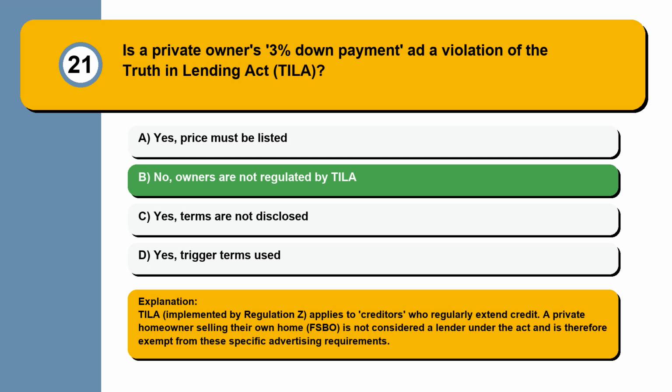TILA, implemented by Regulation Z, applies to creditors who regularly extend credit. A private homeowner selling their own home, FSBO, is not considered a lender under the Act and is therefore exempt from these specific advertising requirements.